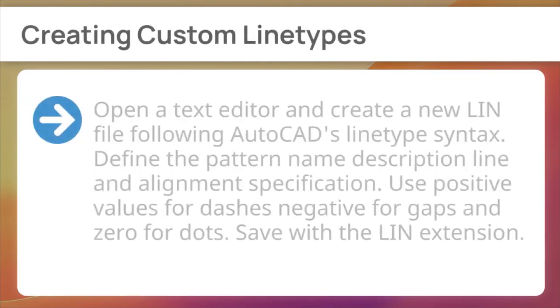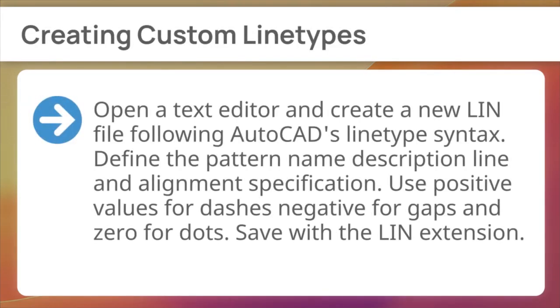Next, creating custom line types. Open a text editor and create a new LIN file following AutoCAD's line type syntax. Define the pattern name, description line, and alignment specification. Use positive values for dashes, negative for gaps, and 0 for dots. Save with the LIN extension.